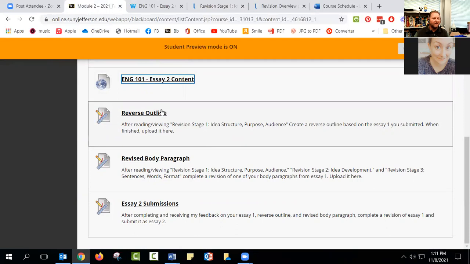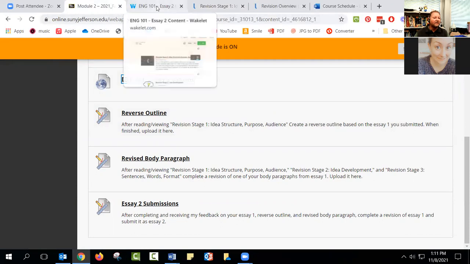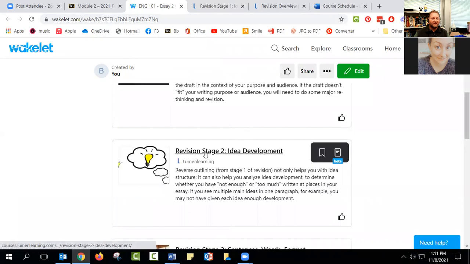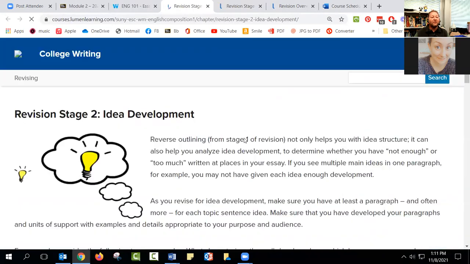So this is the only assignment you have to do before Wednesday. So this reverse outline is due on Wednesday before class. So that's all in here. And then here, revision stage 2, there's some more information.